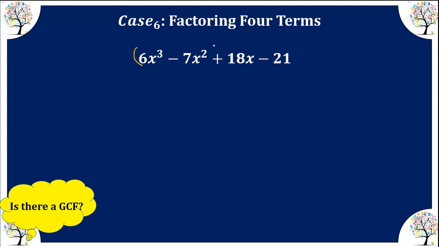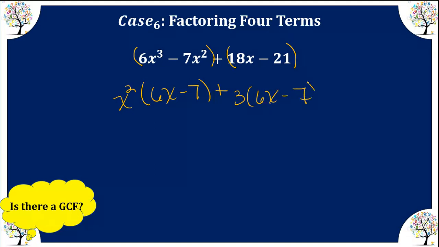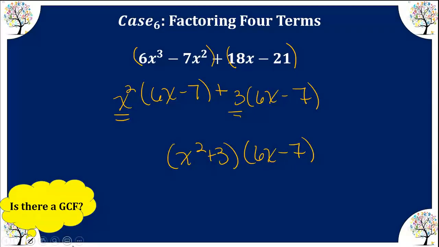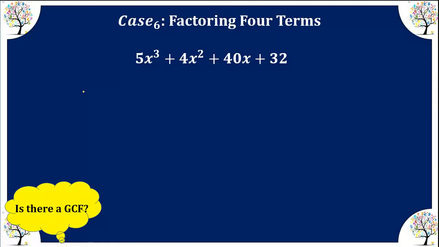We're just going to group the first 2 terms and the last 2 terms. We're going to factor out the GCF and this GCF. We're going to put the 2 GCFs together for one binomial, and the other binomial is the common one. Let's take a look at another example.